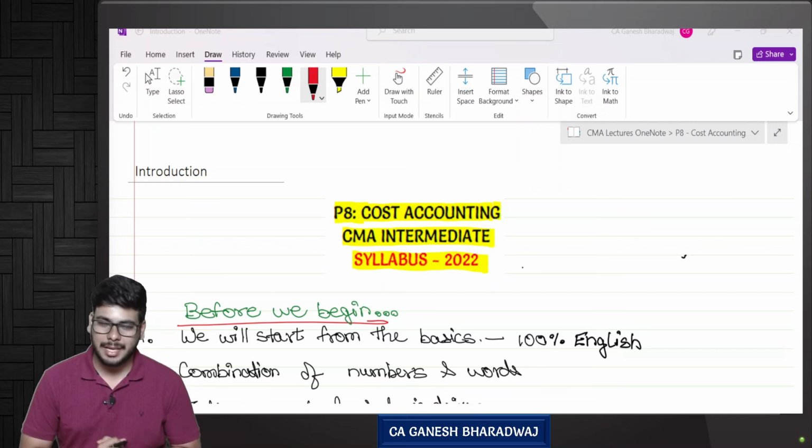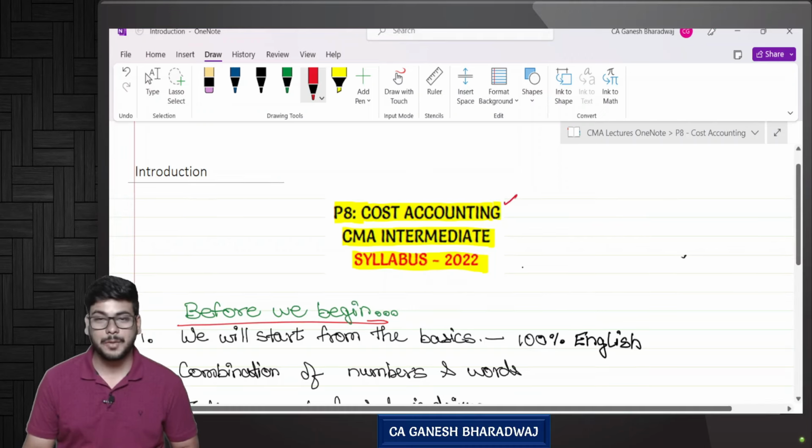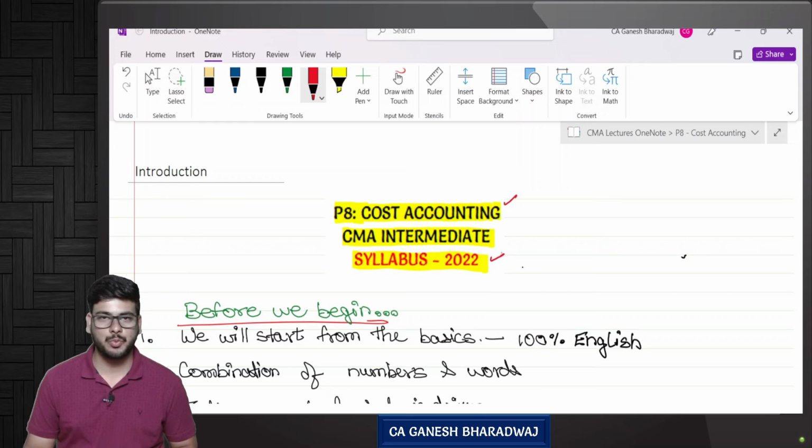My name is CA Ganesh Bharadwaj. I am a practicing chartered accountant and a teacher by passion. And I'm going to be your faculty for the subject cost accounting, which is paper 8 of your CMA intermediate exams as per syllabus 2022.